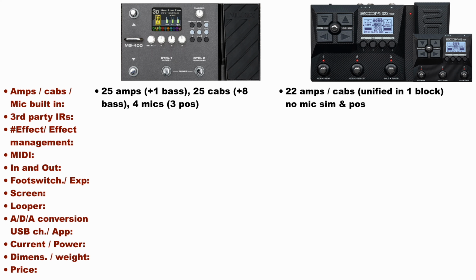In fact, the amp block of the G2 is kind of a monolith, without the possibility to manipulate the cab or the mic. Therefore, in my opinion, the MG400 is more customizable, allowing you to better tailor the tone according to what you are searching for.